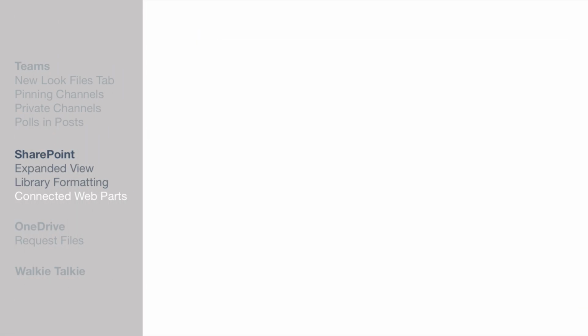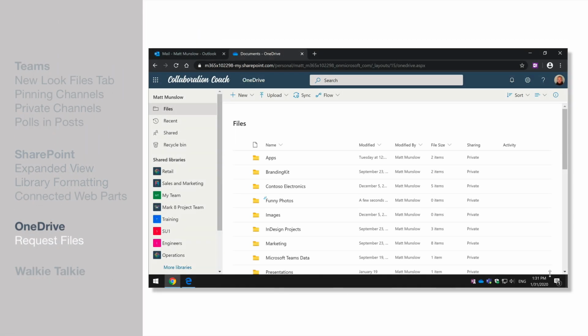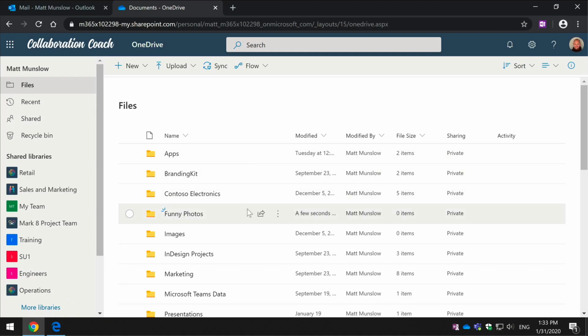Let's move on to OneDrive, and this feature is called Request Files, and it allows you to create a folder in your own OneDrive and send out a request to people to upload files to it, and they don't have any other access to it, so they can't see what's inside. So it works like this. You create a folder and select it.